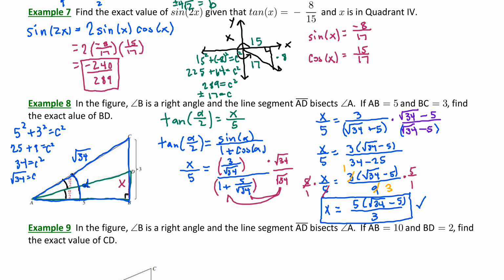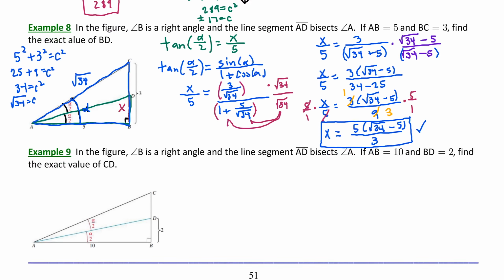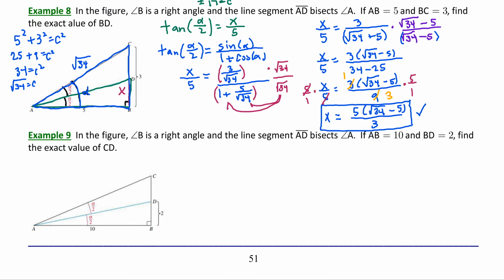A series of approximations always leads to error, so being able to calculate something like this exactly is very beneficial. Let's try another one that is equally as challenging. In example 9, we have another right triangle. Angle B is a right angle, and the segment AD bisects angle A.